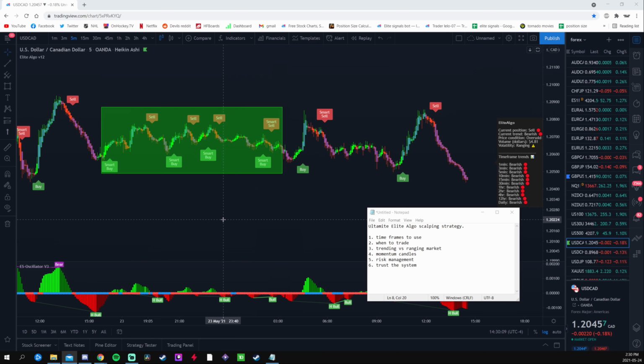For those of you who don't know what scalping is, scalping basically means that you're looking to buy and sell within minutes. It's a very fast-paced type of trading where you're not looking to hold the trades for an hour or two or even a couple of days. You're literally looking to buy and sell within minutes, and that's exactly what we're going to be teaching you today, and the do's and don'ts of this exact strategy.